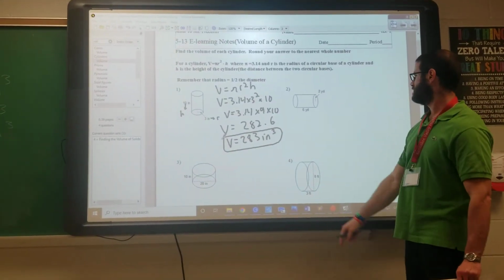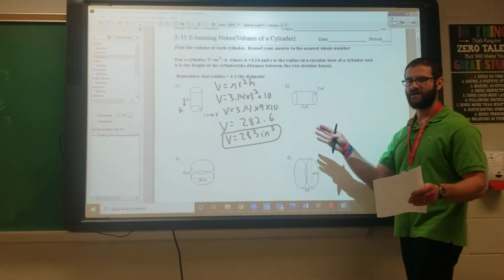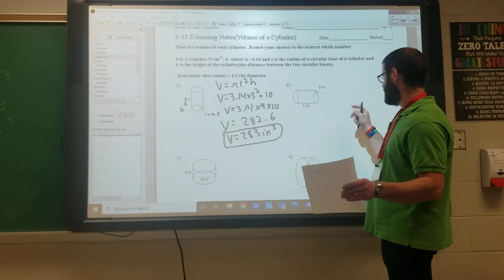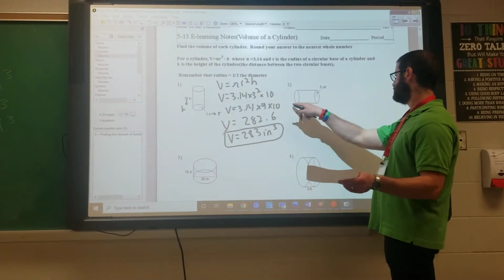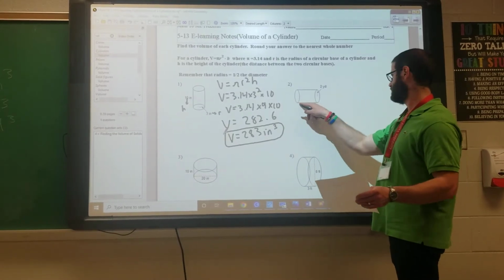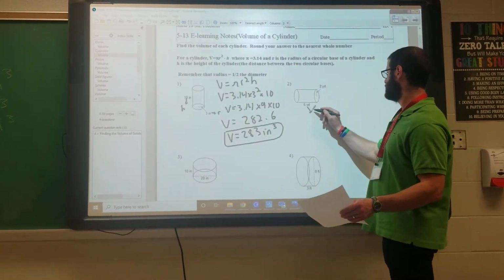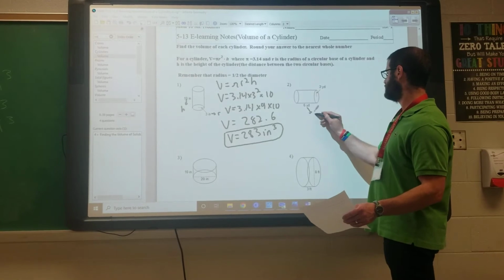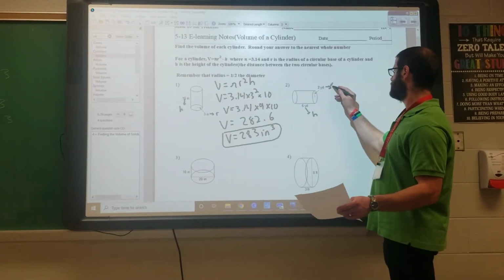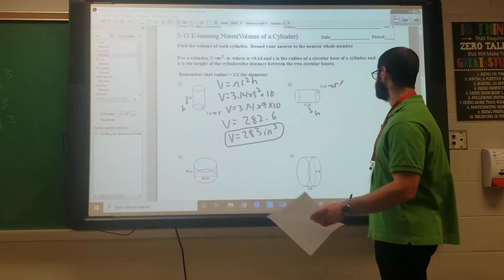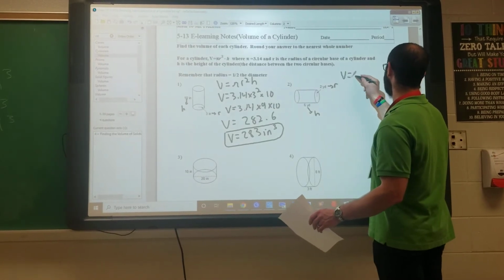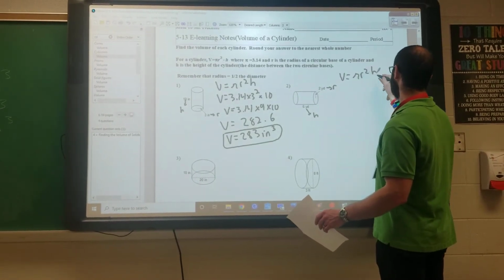We've got another cylinder, number 2. It's on its side this time, but remember that the height is just the distance between the two bases. So 6, that's going to be our height, because here are the two circular bases. 2 is going to be the radius of one of the bases. Go back to the formula: pi r squared times height.